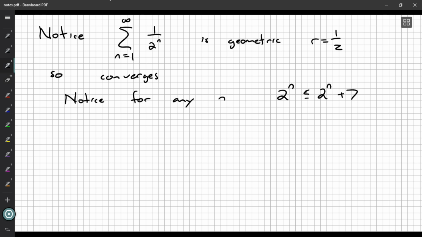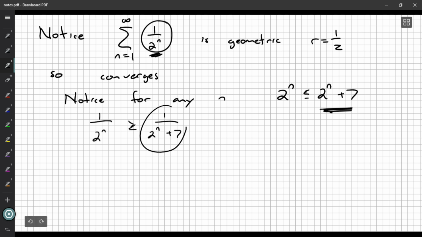So why are we doing that? Well, 2 to the n is the denominator here. 2 to the n plus 7 is the denominator for the sequence we're trying to understand. So now if we take the reciprocal, the sign of the inequality flips around. So now the one that we know about is always bigger than the sequence that we are interested in. And since the bigger series converges, the smaller series has to converge. That's one of the results in the comparison test.